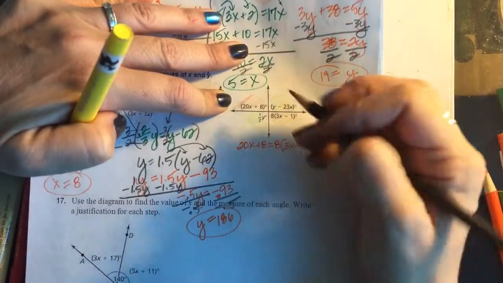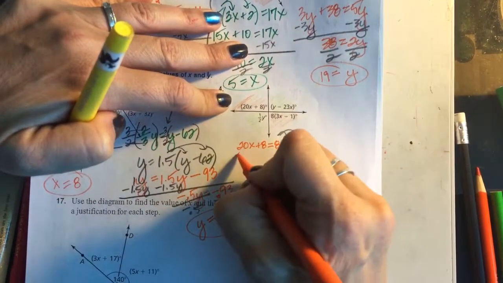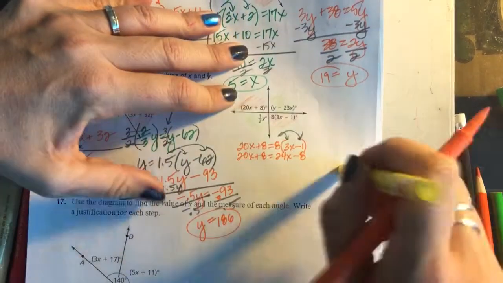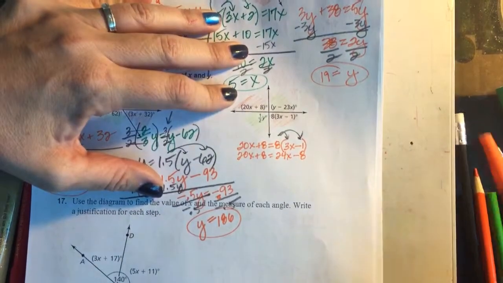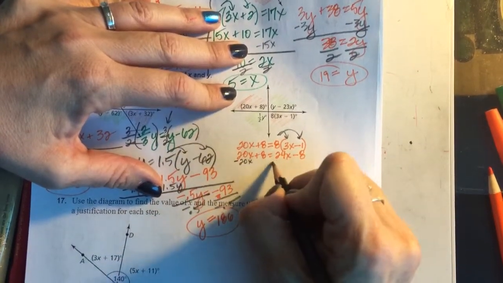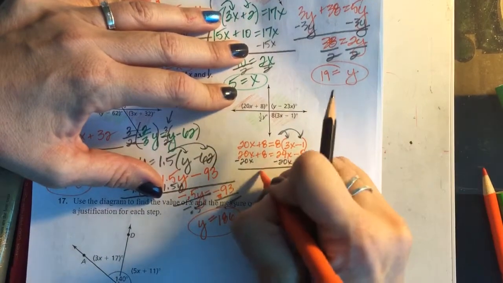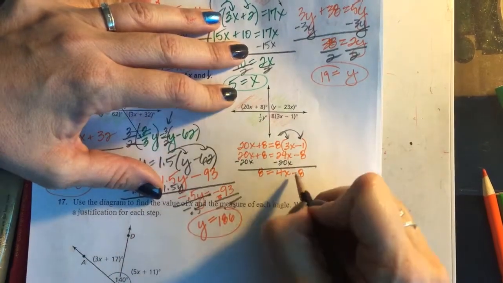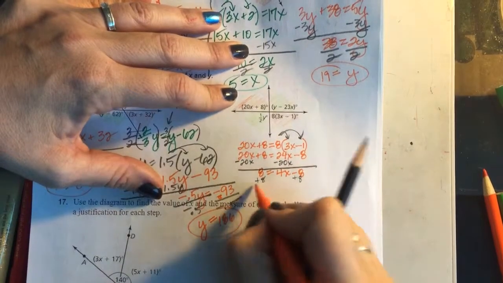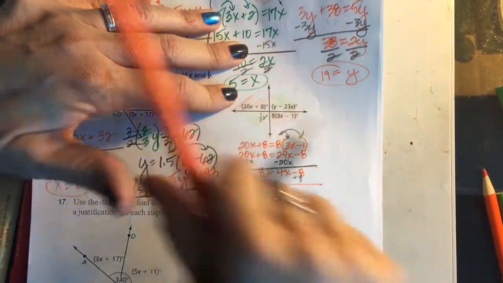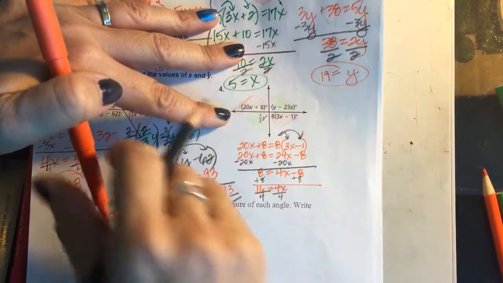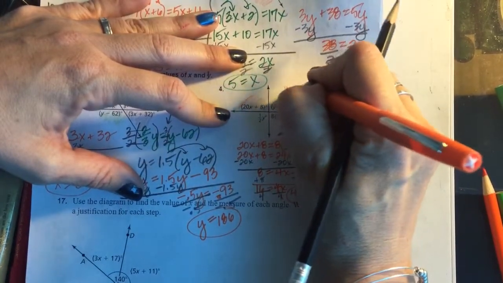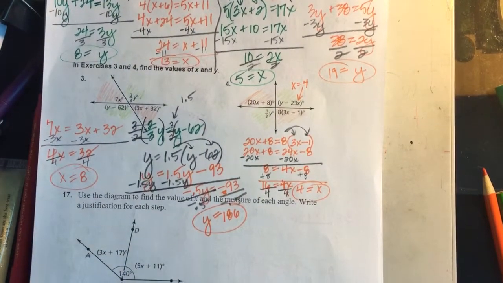Now I'm going to distribute my 8 on the right hand side. 20x plus 8 equals 24x minus 8. I always like to gather my x's up first. I'm going to take 20 x's away from both sides. 8 equals 4x minus 8. Add 8 to both sides. 16 equals 4x. Divide both sides by 4. x is actually 4. Now I got to go put that in there because then I'll be able to solve for y.